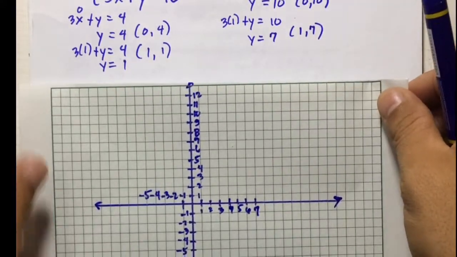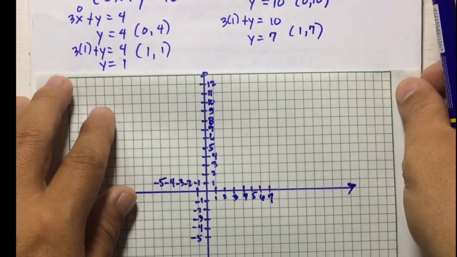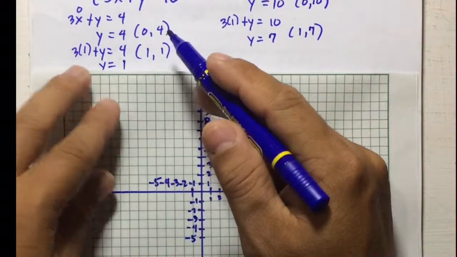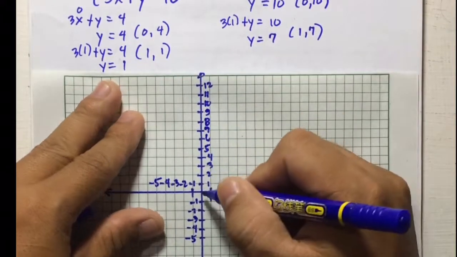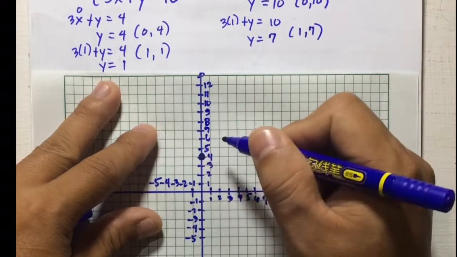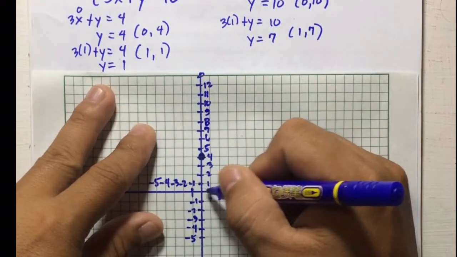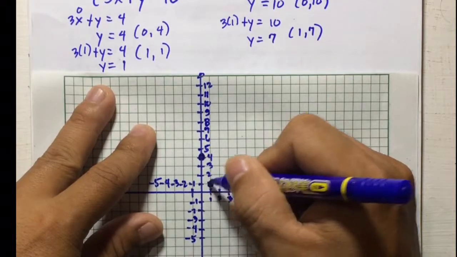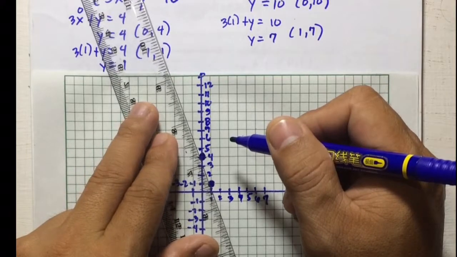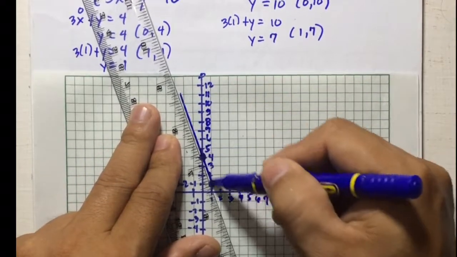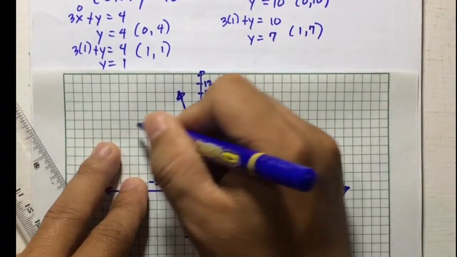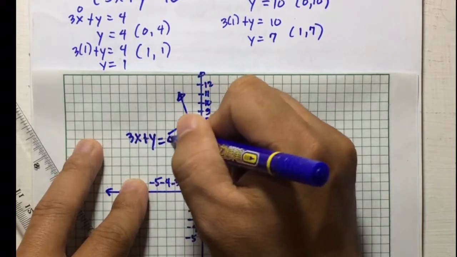The next step is we're going to graph the equations. So for equation number 1, we have 3x plus y equals 4. Our first point is 0, 4. So we're going to have here 0 and 1, 2, 3, 4. Then second point is 1, 1. This is 1, 1 here. Then connect using a ruler or straight edge. This will be the graph of 3x plus y equals 4.